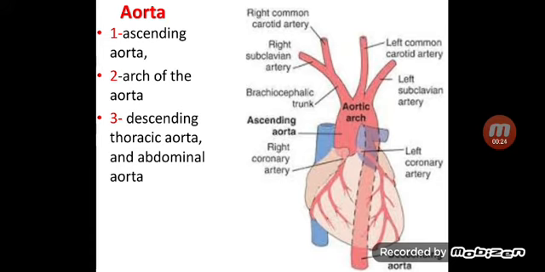The aorta is the main trunk that carries the oxygenated blood from the left ventricle to the rest of the body. It is divided into three parts: the ascending aorta, the arch of aorta, and the descending thoracic aorta and abdominal aorta. So in the thoracic region, it is divided into ascending aorta, arch, and descending aorta.